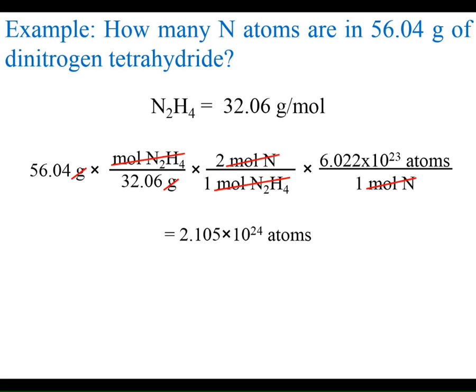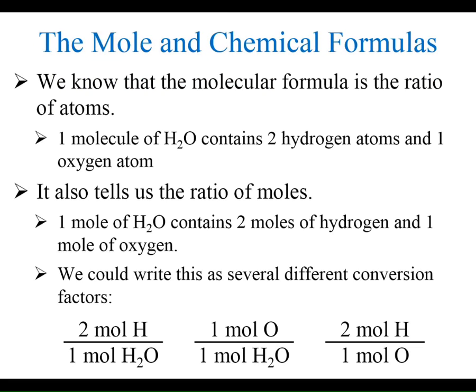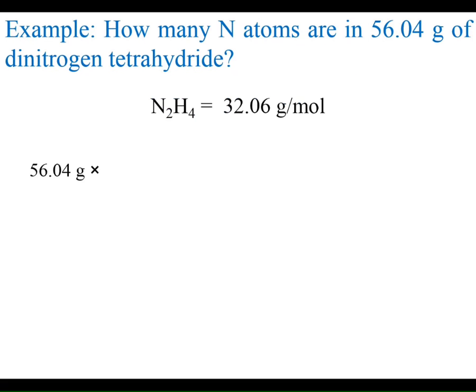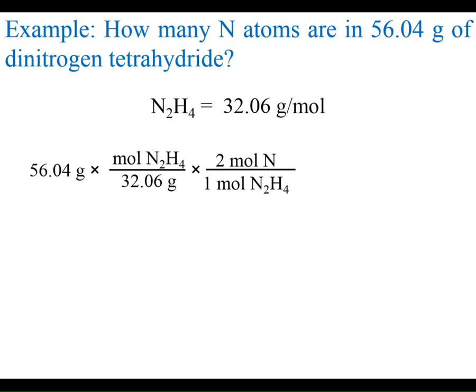Okay, so it just comes right out of the formula here. There's 2 moles of nitrogen in every 1 mole of N2H4. If it was hydrogen, I would have said 4 to 1, as I was showing you on that previous slide. In 1 H2O, there's 2 hydrogens per 1 H2O and 1 oxygen per 1 H2O. Now in this case, there's 2 nitrogens per 1 N2H4, or 4 hydrogens per 1 N2H4. It's just given to you in the formula.